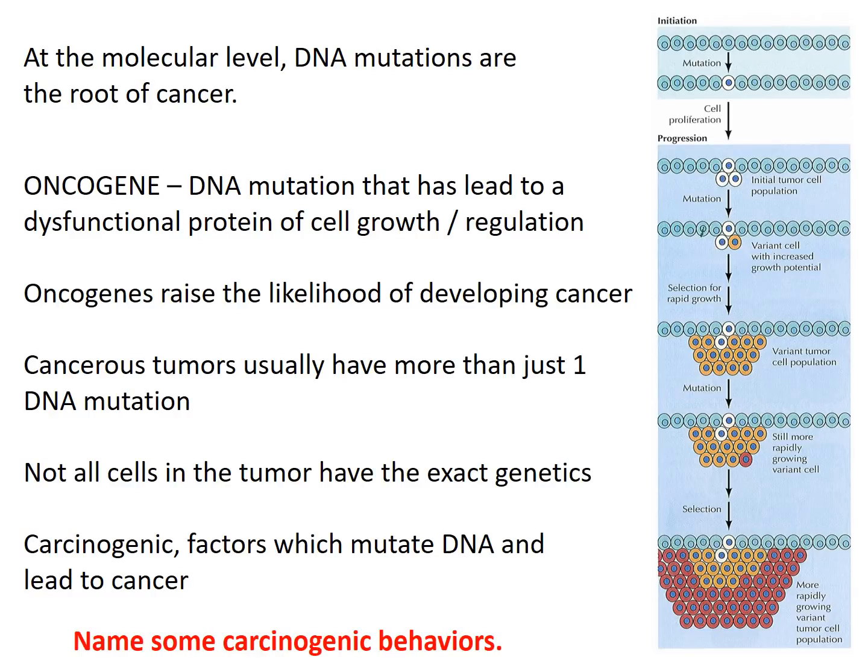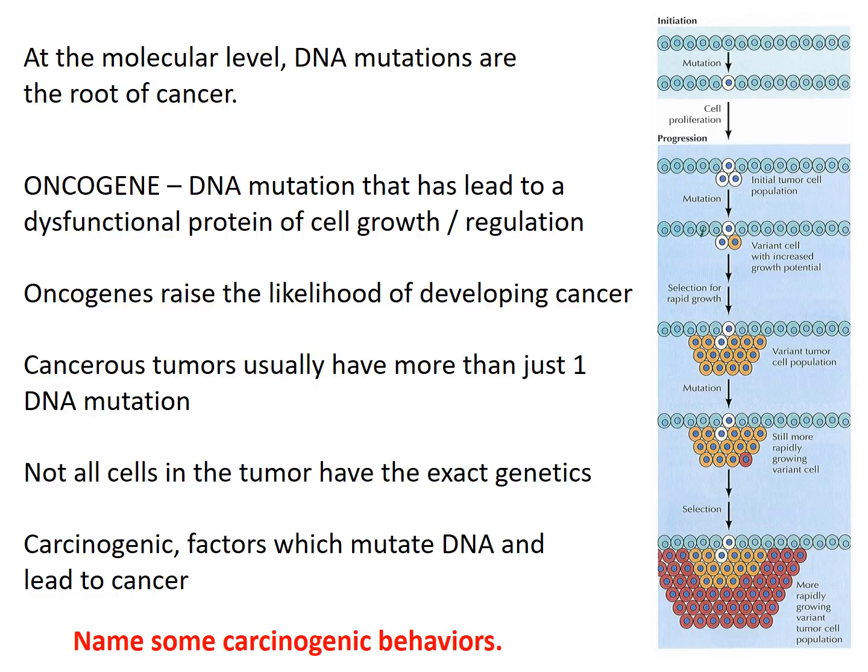So again, we said that at the root of cancer are DNA mutations, which lead to that abnormal growth and differentiation. So let's introduce a new term. Let's introduce this term called an oncogene. An oncogene is a type of DNA mutation that leads to a dysfunctional protein which produces this abnormal growth and regulation. And it is the oncogenes which are the root of cancer. The presence of oncogenes raises the likelihood of one developing cancer.